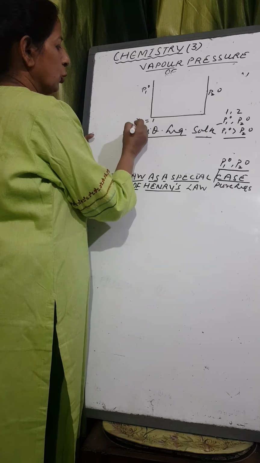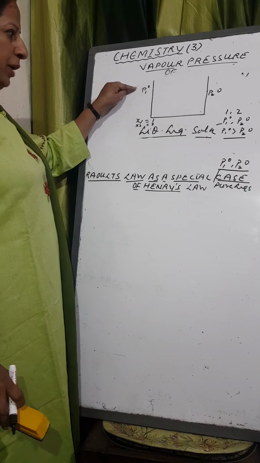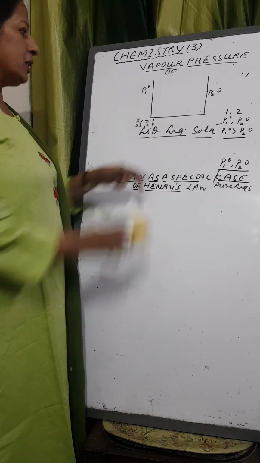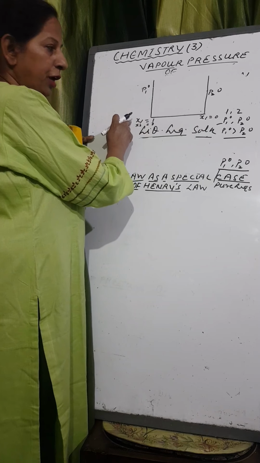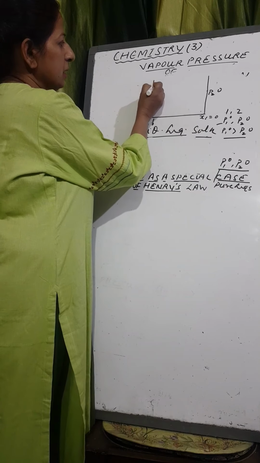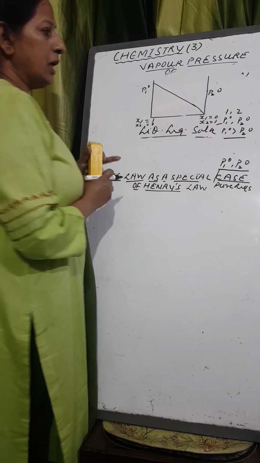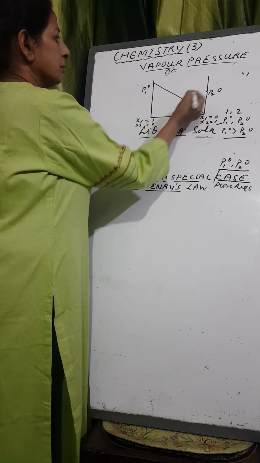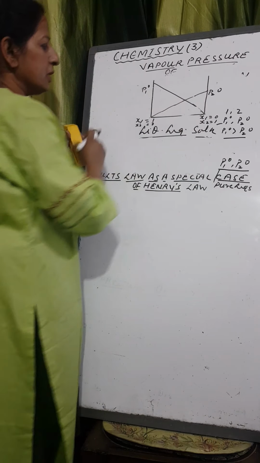Let chi 1 equal 1. Chi 2 here is 0. As chi 1 is 1, the vapor pressure will be maximum, that is P1 naught. As the composition varies and chi 1 decreases from 1 to 0, its mole fraction is decreasing, so its vapor pressure will also decrease this way. Similarly, this is the vapor pressure when there is only the second component, chi 2 equals 1, and as its mole fraction decreases, the vapor pressure decreases this way.